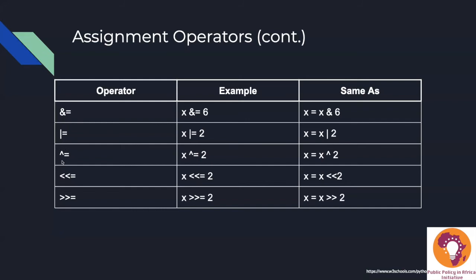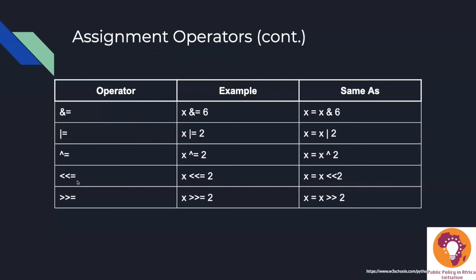This one here is the exclusive or. So this is exclusive or equals, we have x exclusive or equals 2. It's the same thing as x equals x exclusive or 2. Exclusive or means that one has to be 1, the other one has to be 0 in order for it to evaluate to 1. If they're both 1, it evaluates to 0. If they're both 0, it evaluates to 0. Again, don't worry too much about these ones on this page. Just know that they're out there is the reason I'm showing this.